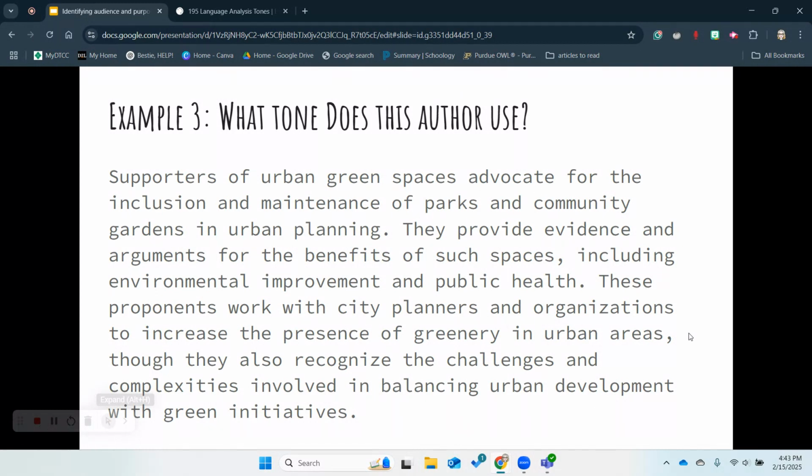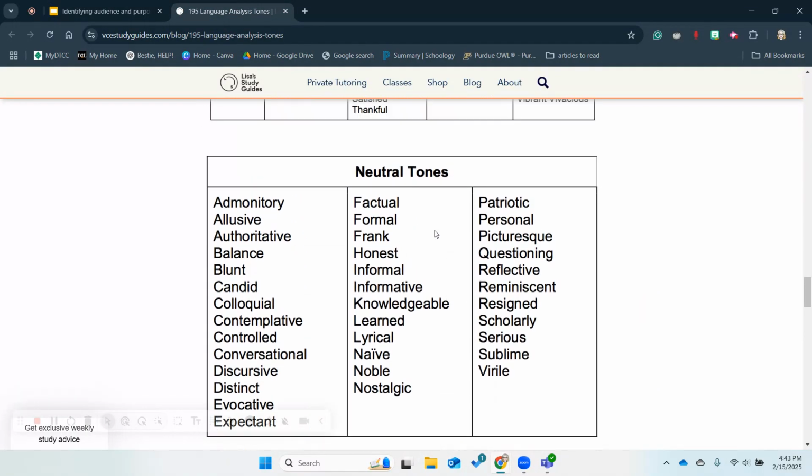These proponents work with city planners. They also recognize the challenges. Like, it just seems very neutral. That's the best word. Let's see if there's anything more, like very factual. Factual sounds like it's the best one so far. Knowledgeable, informative, frank. Yeah, I think factual is the best one here. So it's a neutral, factual tone.